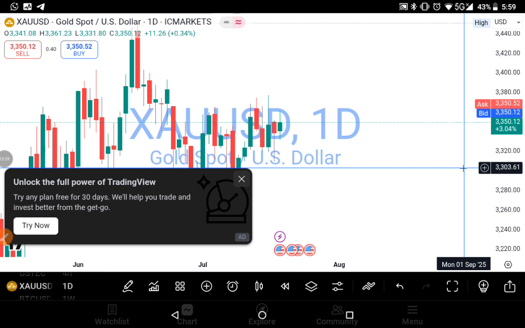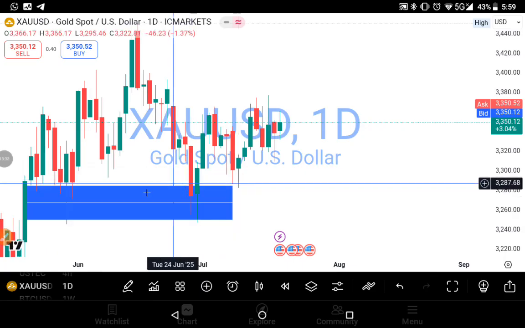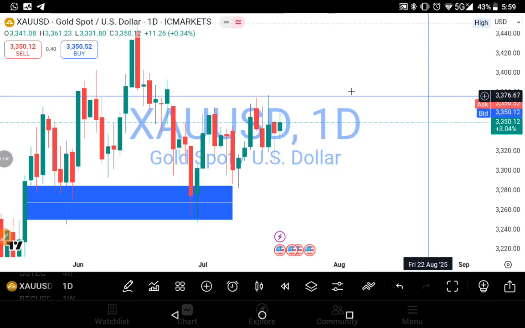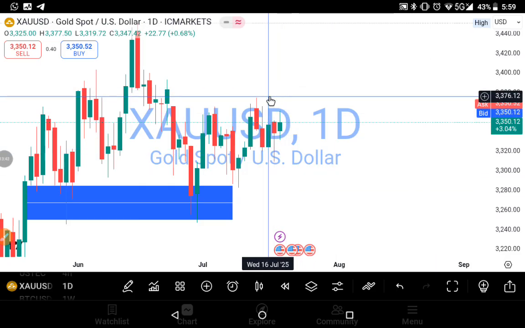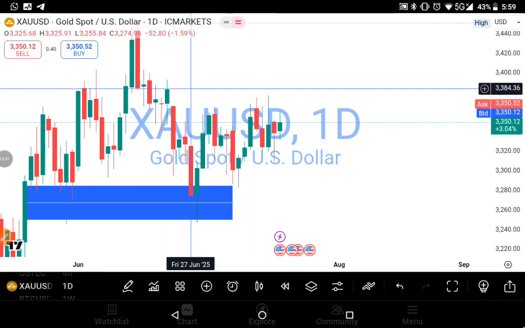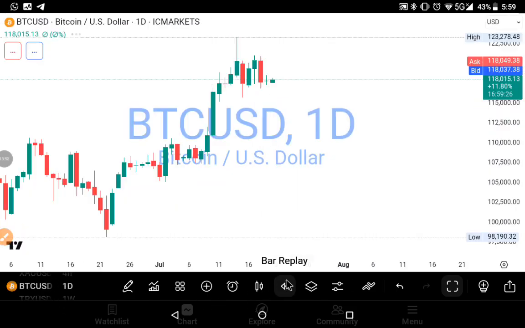So as long as the consequent encroachment of this blue shaded area is my support level, no doubt about that, then I'll be watching how the market price will take this high and gravitate towards this high here. So now to the last but not the least, which is BTC.